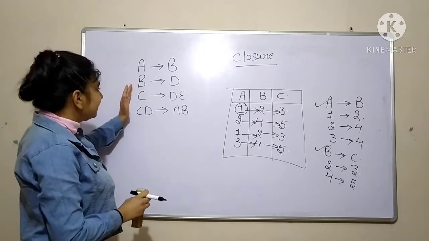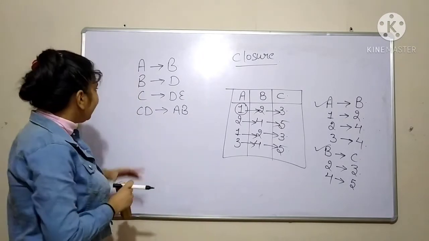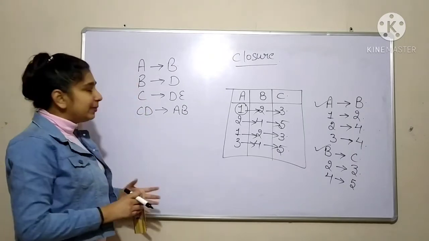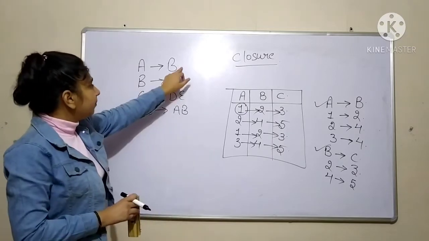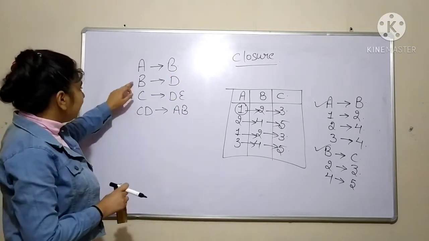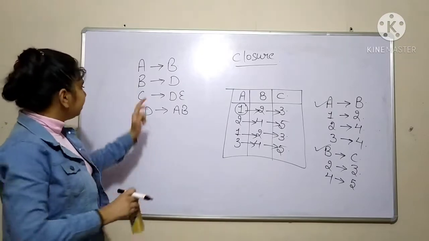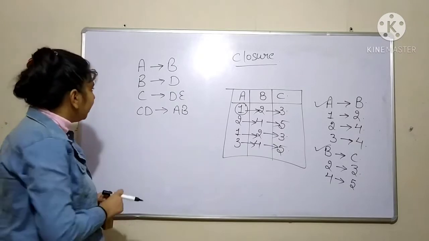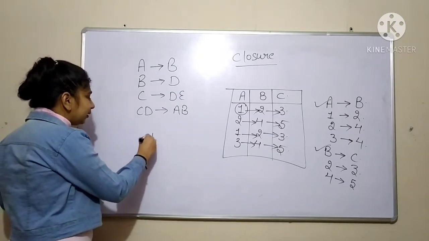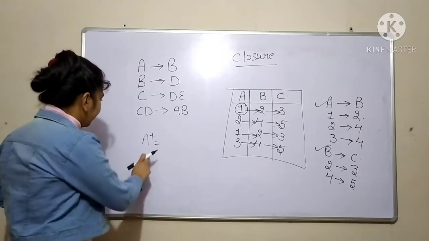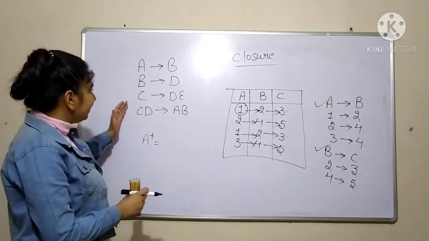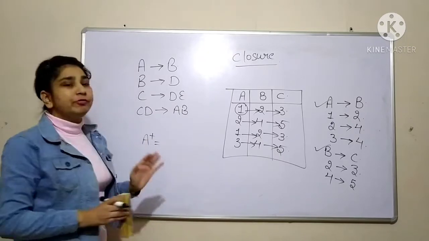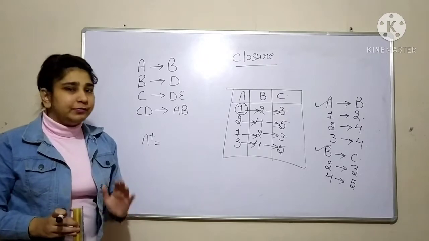Now let's discuss this example. If you are given value of A, you are able to get the unique value of B. If you are given the value of B, you are able to get the unique value of D. So if you have to find the closure of A, why are we studying these closure properties? Because it will really help you to find out the candidate key of the relation.